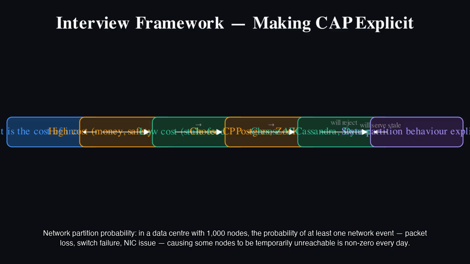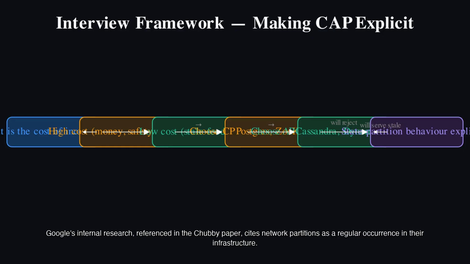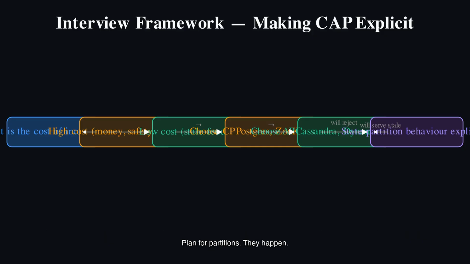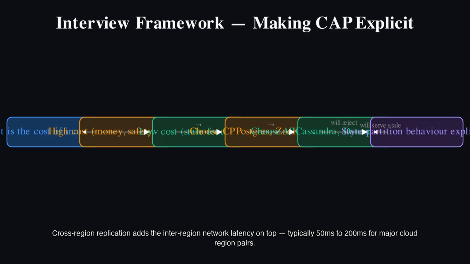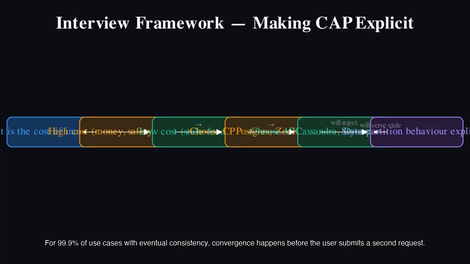Network partition probability. In a data center with 1,000 nodes, the probability of at least one network event, packet loss, switch failure, NIC issue, causing some nodes to be temporarily unreachable is non-zero every day. Google's internal research, referenced in the Chubby paper, cites network partitions as a regular occurrence in their infrastructure. Plan for partitions. They happen. Cassandra eventual consistency lag. In a typical deployment with replication factor 3 and consistency level 1, the lag between a write and the write appearing on all replicas is under 100 milliseconds within a data center. Cross-region replication adds the inter-region network latency on top, typically 50 ms to 200 ms for major cloud region pairs. For 99.9% of use cases with eventual consistency, convergence happens before the user submits a second request.